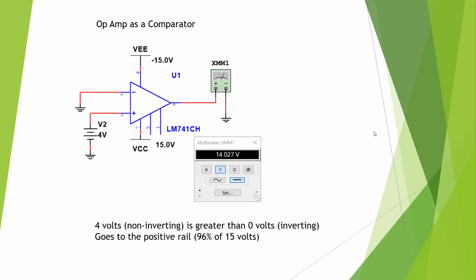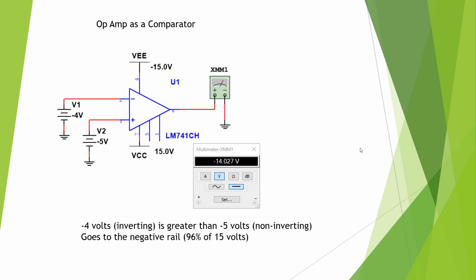Here we have another example of an op-amp used as a comparator. We have +4 going into the non-inverting, 0 going into the inverting, 4 is greater than 0, so we're going to drive this to our positive rail. So +14 volts is pretty close to our 15 volt power supply.